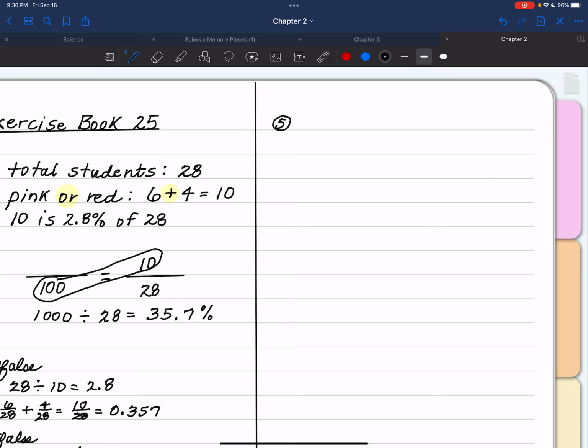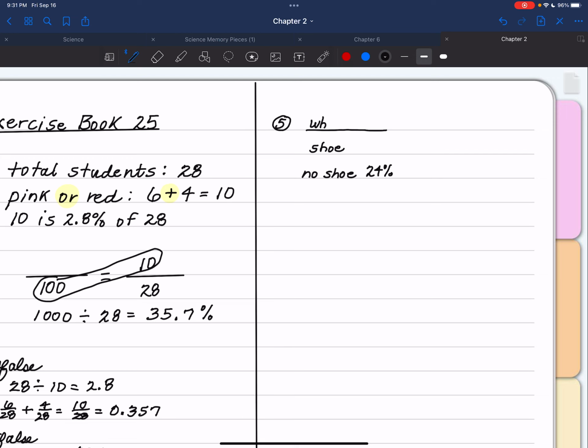Number 5 says a survey was taken by 300 runners and 24% reported that they would rather run barefoot than wear a running shoe. How many runners surveyed prefer wearing a running shoe? Well, we asked some runners, do you want to wear a shoe or no shoe? That's barefoot. 24% said they would rather run barefoot.